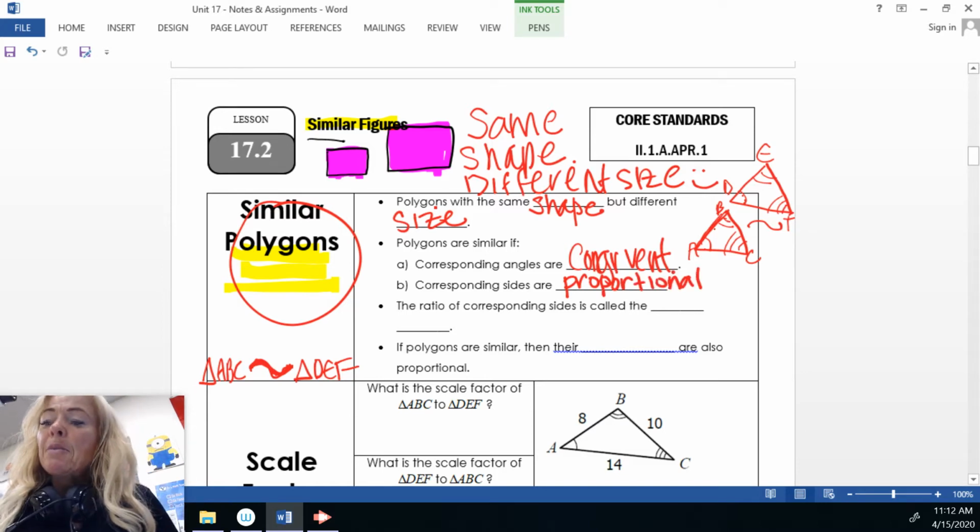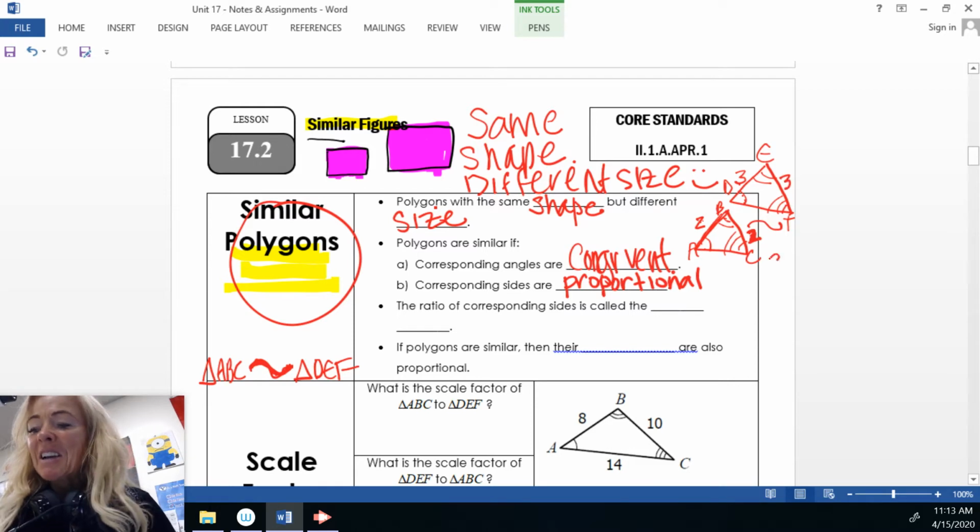Okay? What that means is, if I have a side that's 2 and a side that's 3, then whatever I multiply this side by to get this side, I have to multiply this side by the same thing to get that side. So if it goes 2 to 3, then I would have to figure out what the other sides are. I'm going to make this side 2 also, and then this side will be 3. So we have a ratio of 2 to 3.